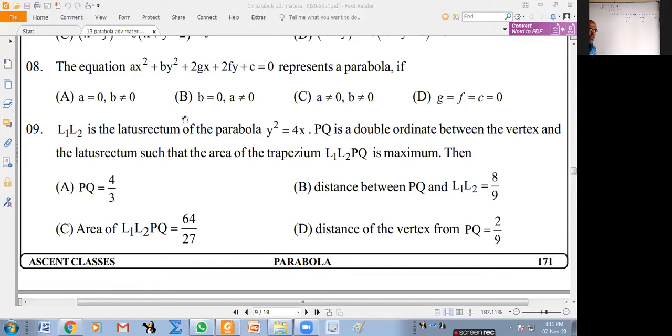So here option A is correct, option B is correct, but C is not correct. C can't be correct because ab must be 0. D also, nothing tells about ab. And even if you put g equal to f equal to c equal to 0, it will be a point or a pair of straight lines or something.